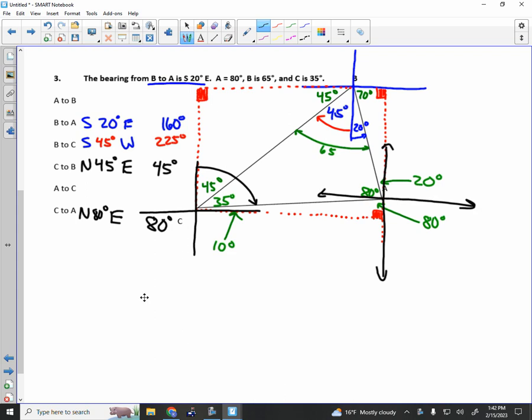I want the bearing from A to B. General direction to get from A to B. Northwest. From north, how many degrees do you turn to the west? 20. 20 back of 360 is 340.